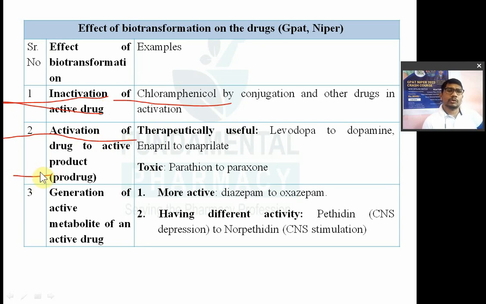Now what do you mean by prodrugs? Prodrugs क्या होते हैं? Prodrugs, these are nothing but the drugs which are not active as such. Prodrugs क्या होते हैं? Inactive drugs होते हैं.